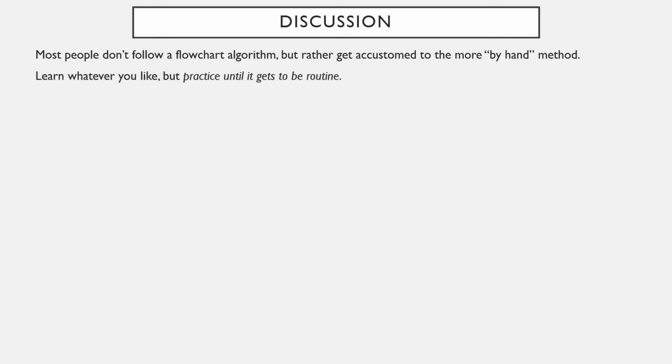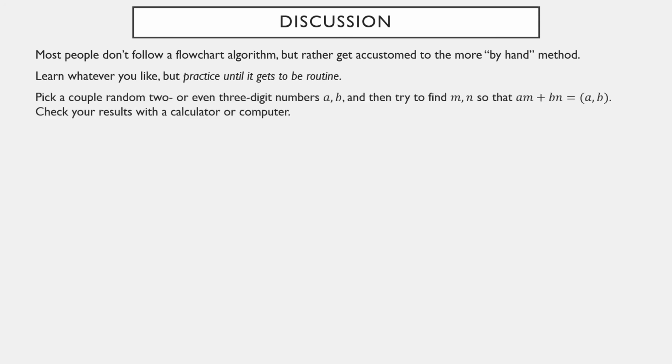You can do whatever you want, but I do suggest making sure it makes sense and that you can execute it with few, if any, errors. Okay? Just pick random numbers, 2 or even 3-digit numbers, and then try to run that procedure to solve finding integers m and n so that am plus bn is the GCD. Check your results with a calculator or computer, but try to work by hand as much as possible.